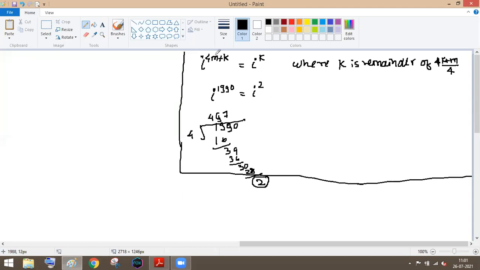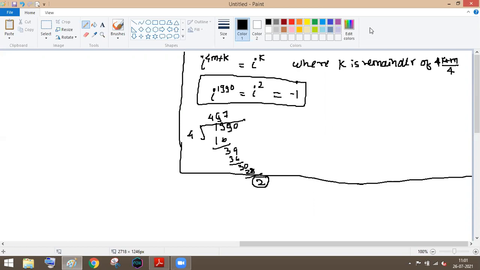Basically, if you have any number, you just divide it by 4, and after dividing by 4, calculate the remainder and put I to the power remainder. The answer for I to the power 1990 will be minus 1.